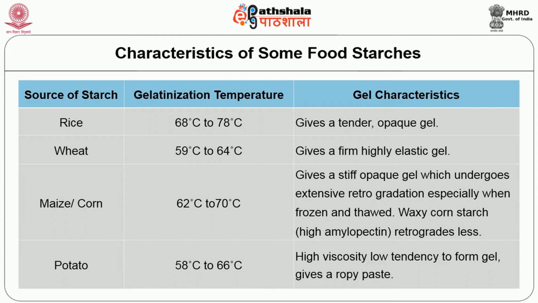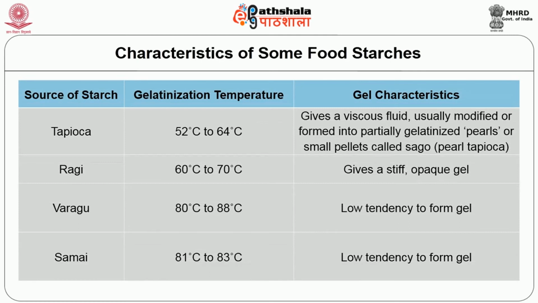When maize or corn is gelatinized at 62 degrees Celsius to 70 degrees Celsius, it gives a stiff opaque gel which undergoes extensive retrogradation, especially when frozen and thawed. Potatoes, when gelatinized at 58 degrees Celsius to 66 degrees Celsius, give high viscosity. They tend to form high viscosity and have a low tendency to form gel, which gives a ropey paste.